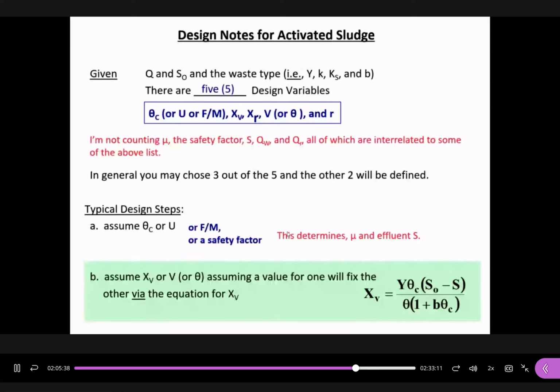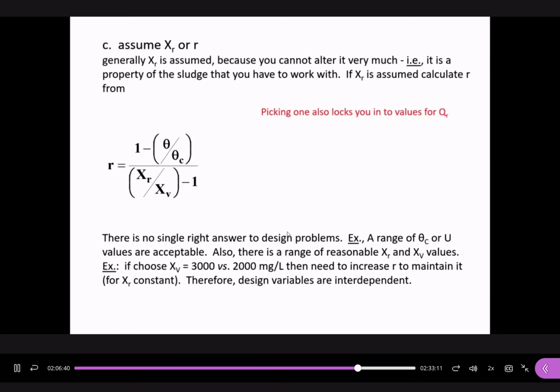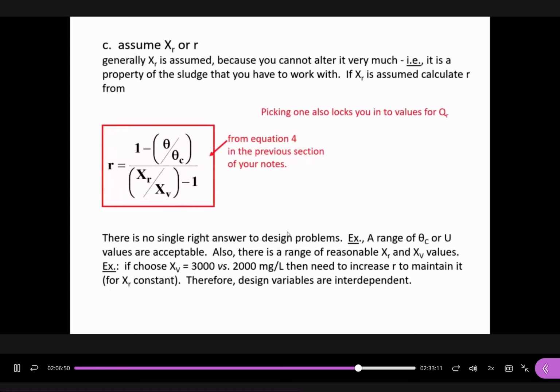And then assume XV or V. Right? You either assume XV or you assume tank size. In our exercise problems, we assume XV, 3,000, 4,000 milligram per liter. Then we determine the tank size V. But XV or V are connected through this expression. So in our practice problems, we have picked a value for XV, and we determine theta or determine V, the volume of the tank. And then assume XR or R. So typically we assume XR between 10,000 to 12,000 milligram per liter, and there you can determine the recycle ratio.